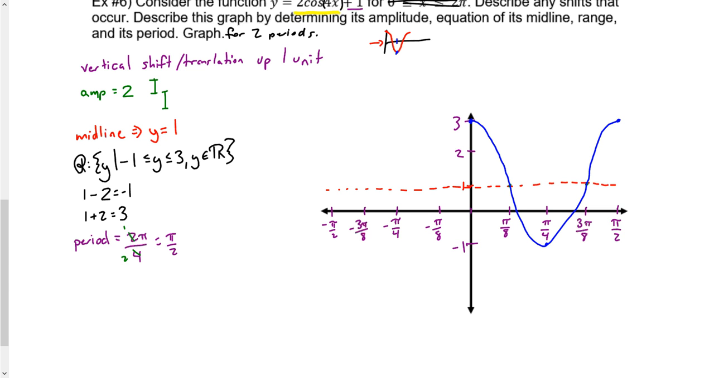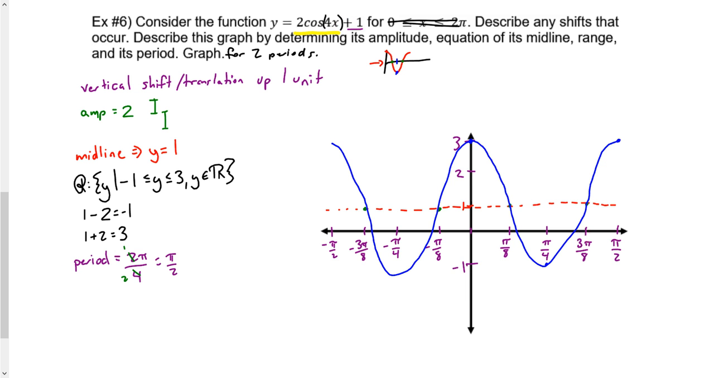We continue on. Again, those normal x-intercepts would normally be right here and right here. Because everything got moved up, they're going to cross at those 2 locations. So when I graph for 2 periods, we get a graph that looks like that. Now I have another one. So here is our graph for 2 periods of our 2 cosine of 4x add 1.